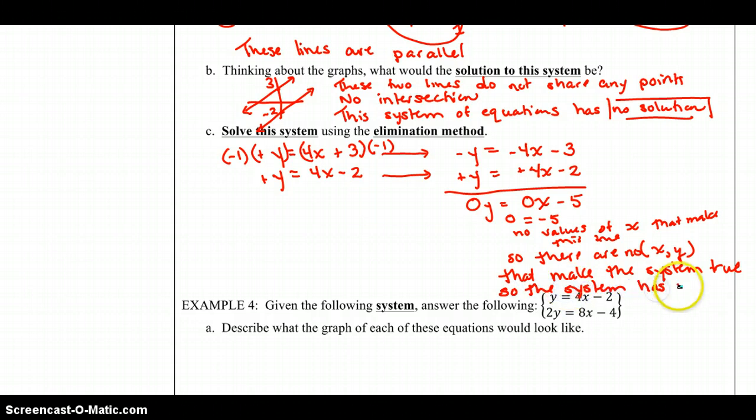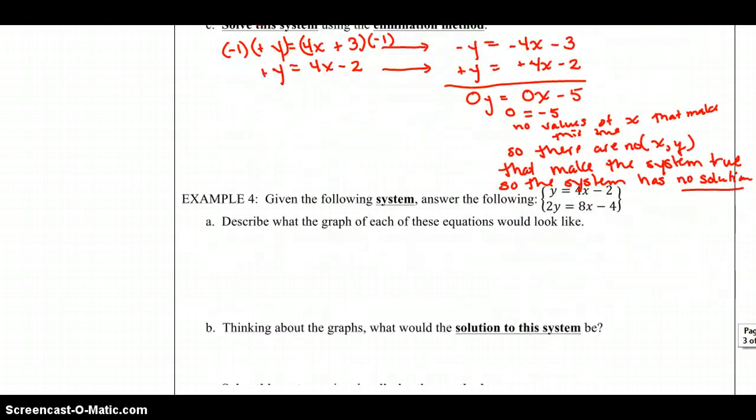has no solution. The same thing happened when we tried to use the substitution method. We eventually ended up with all of our variables eliminated, and we ended up with a statement that was false. So there's no values of x that make this statement true, so there can be no ordered pairs x comma y that make the system true. So the system has no solution. Same conclusion that we arrived at thinking about the graphs.